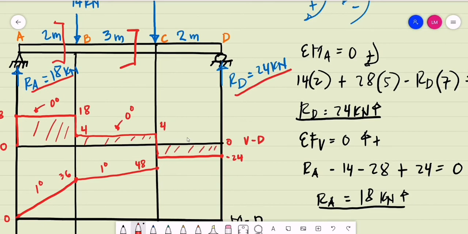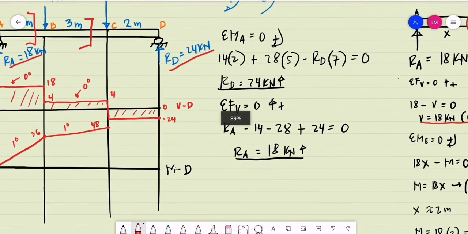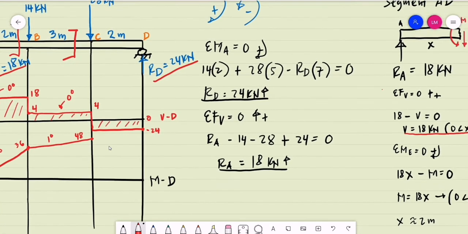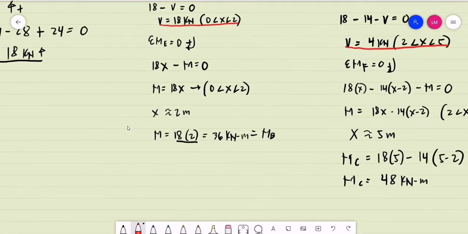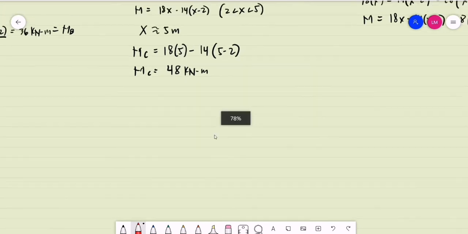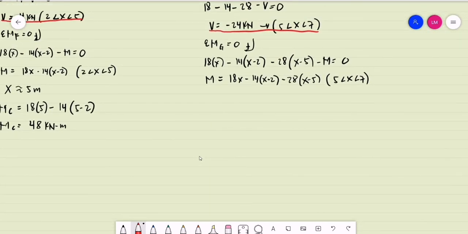And lastly, our last reference point on our beam is point D. What will be the magnitude of the moment at that point if we are to use the moment equation? Let's say at a value of x, a point just before point D, x is approximately equal to 7.